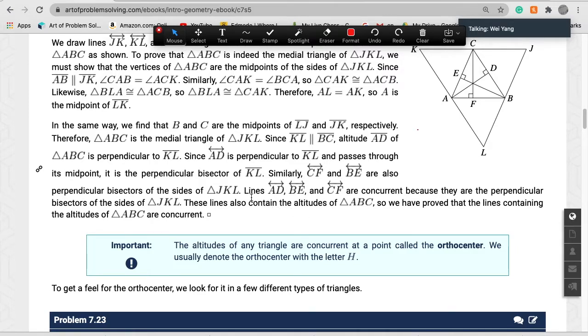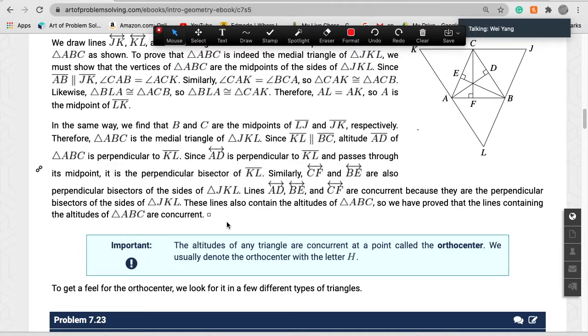Okay. Then now let's see, lines AD, BE, and CF are concurrent. They are concurrent because they are the perpendicular bisectors of the sides of triangle JKL. These lines also contain the altitudes of triangle ABC. So we have proved the lines containing the altitudes of triangle ABC are concurrent.